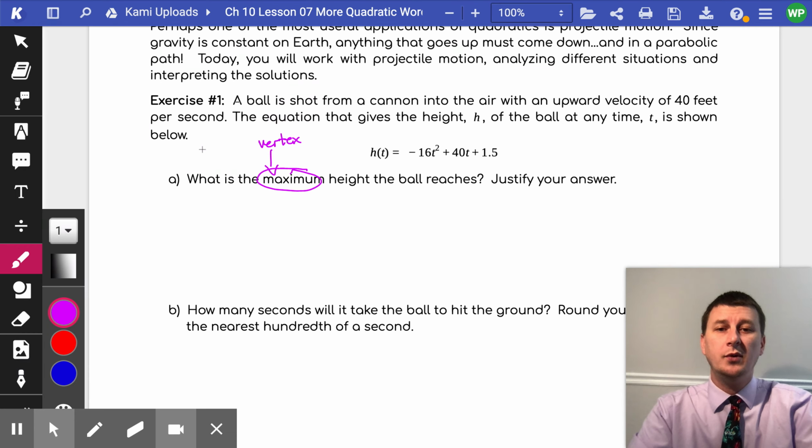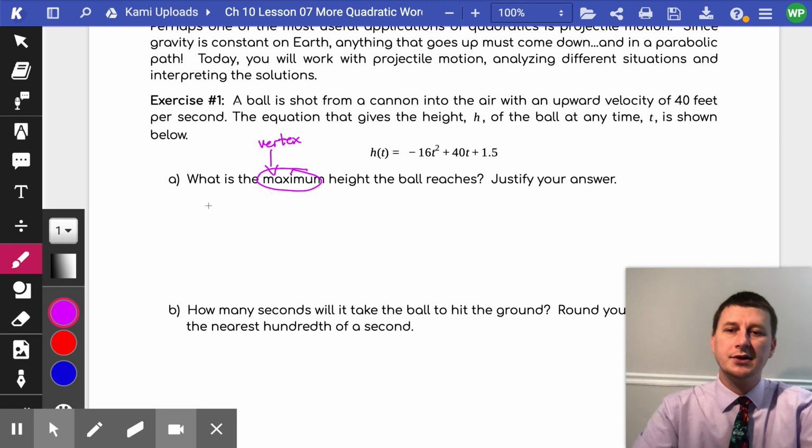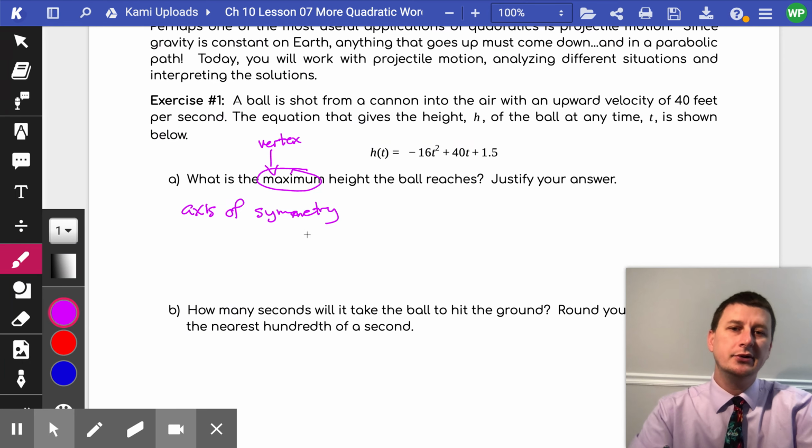There's one way that we learned a couple of lessons ago, actually last chapter, to find the vertex given an equation in standard form. It was a two-step process where the first step was to find the axis of symmetry. Then, after we found the axis of symmetry, we used that x value and substituted it into our equation to get the y value. This is just one method, and we'll talk about other methods after we finish this part of the exercise.